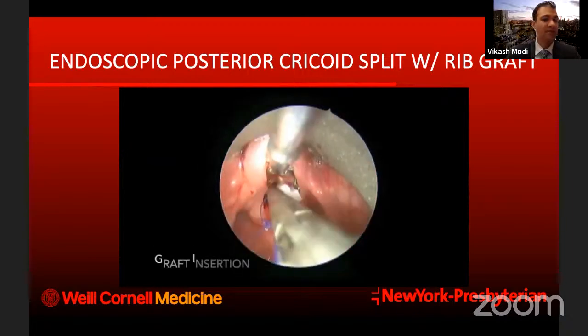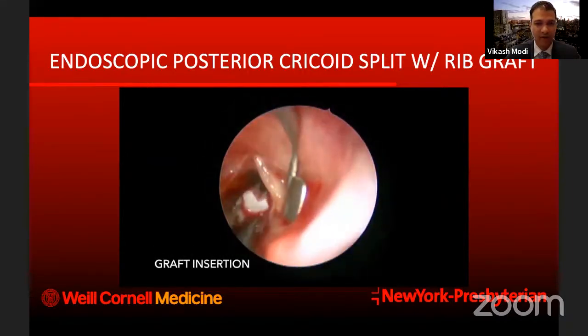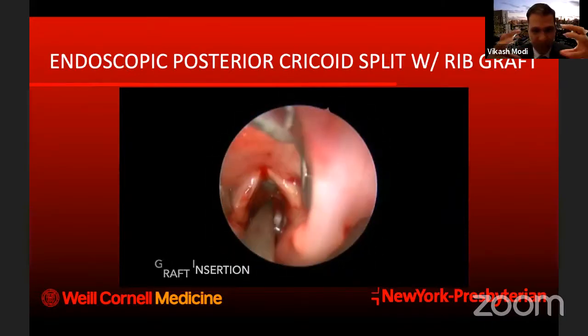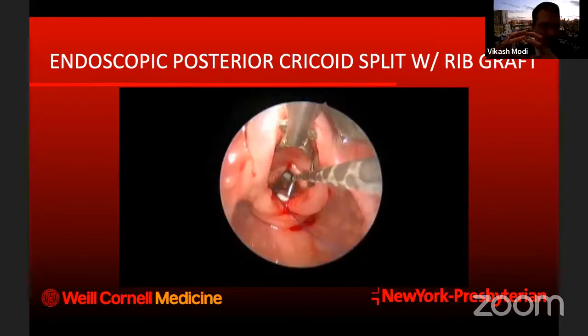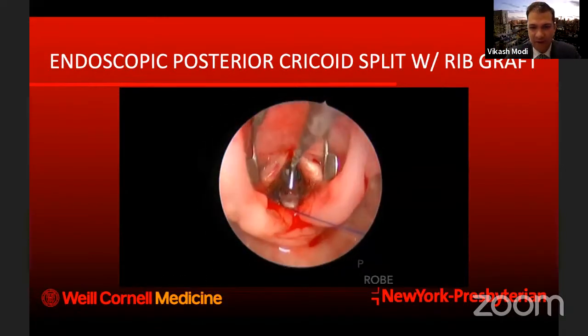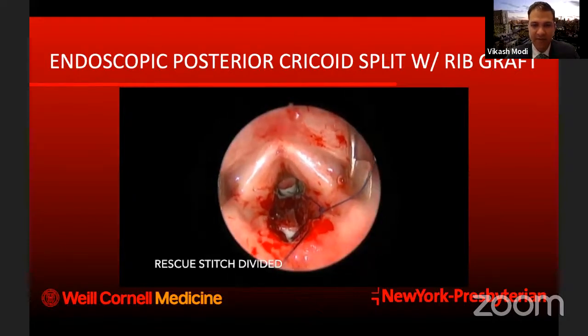And then we'll insert it into the posterior glottis. So the nice thing about doing it this way is you're preserving the cricoid ring. So there's some spring to the ring because you've only divided it in one location. And the graft will just sort of snap in there. And if the graft doesn't fit on the first, second, third, fifth try, then you trim the graft and you try to put it in again.